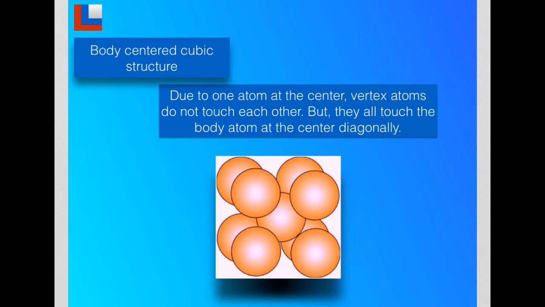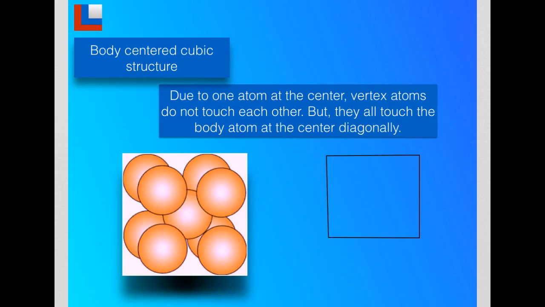This is a space-filling model. This model is called a space-filling model. Let's see another model called the ball and stick model to understand the positioning of the atoms clearly.